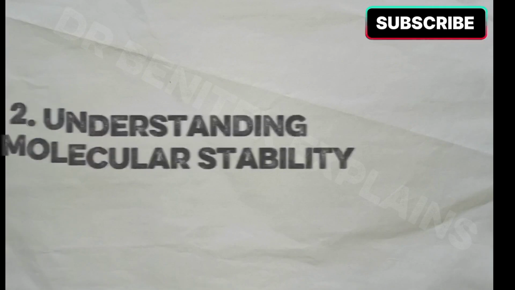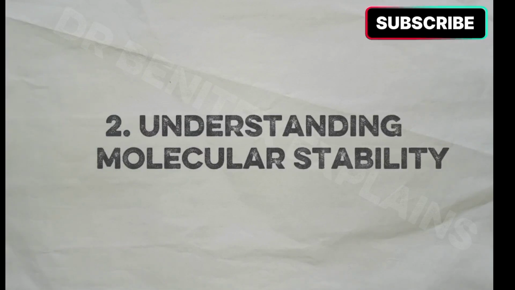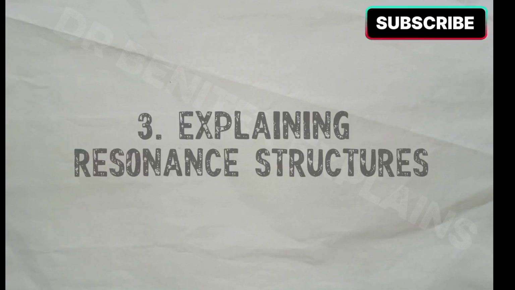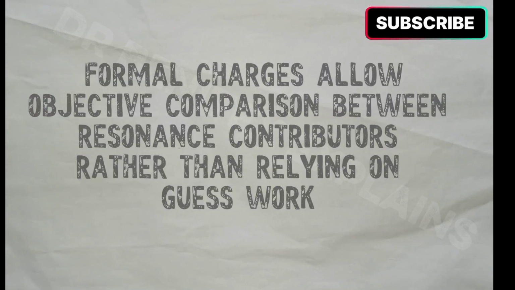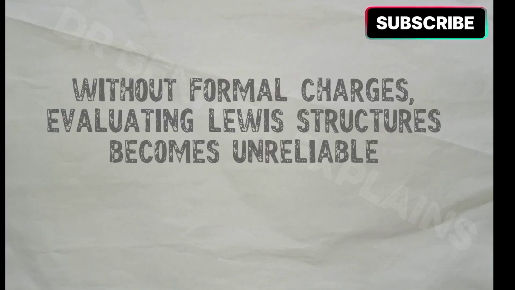Another importance of formal charges is understanding molecular stability. Formal charge helps to understand molecular stability. Structures with large formal charges or widely separated opposite charges are generally less stable. Another importance of formal charges is explaining resonance structures. Formal charges allow objective comparison between resonance contributors rather than relying on guesswork. So without formal charges, evaluating Lewis structures becomes unreliable.